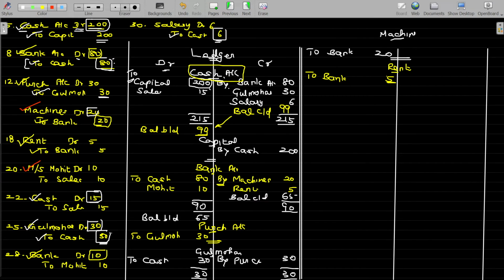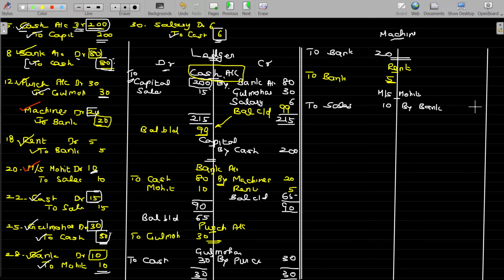Now, Mrs. Mohit. We have to open that account now. Mrs. Mohit, the value is on the debit side. So put the value on the debit side and write the other account as to sales. And in 23 also we have Mohit on the credit side, the other account being by bank, will be recorded.